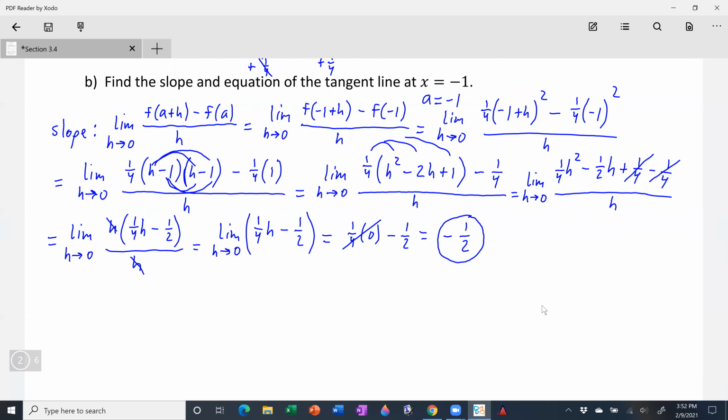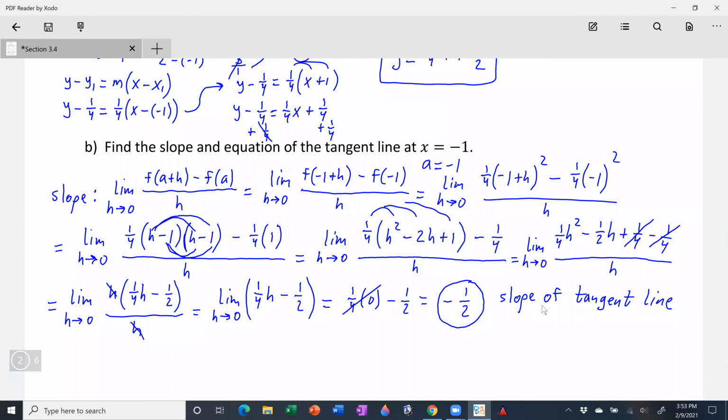Okay, what did we just find? Because that was a lot of work. Okay, this was the slope of the tangent. So all of that work gave us the slope of the tangent line.